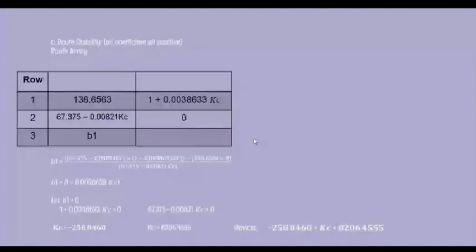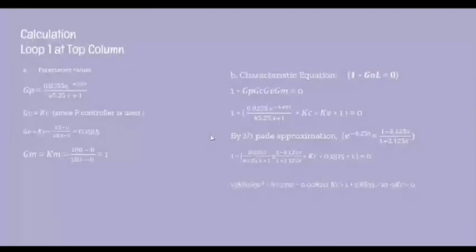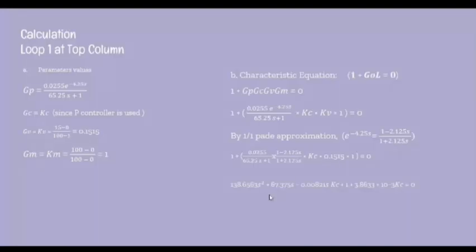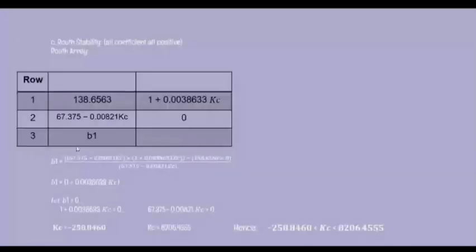After that, we do a Routh array to get the range value of Kc. The value in the first row comes from these equations. For the first row, we take the first coefficient, and then we skip one element, and then we take the next coefficient. For the second row, we do the same thing. We take the second coefficient, we skip one coefficient, and then we take the next coefficient, which is 0. For row 3, B1 is equal to 7.375 minus 0.008.